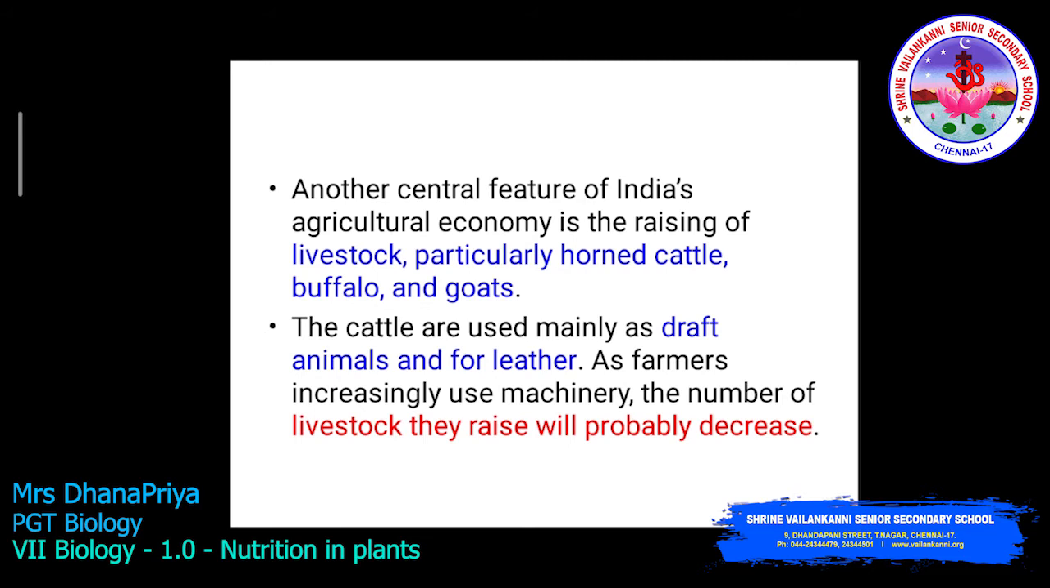Another central feature of India's agricultural economy is the raising of livestock, particularly cattle, buffalo and goats. The cattle are used mainly as draft animals and for leather. As farmers increasingly use machinery, the number of livestock they raise will probably decrease. Nowadays our modern farmers are using machines, relying more on machines rather than animals. So the cattle, these livestock, will probably decrease in number.